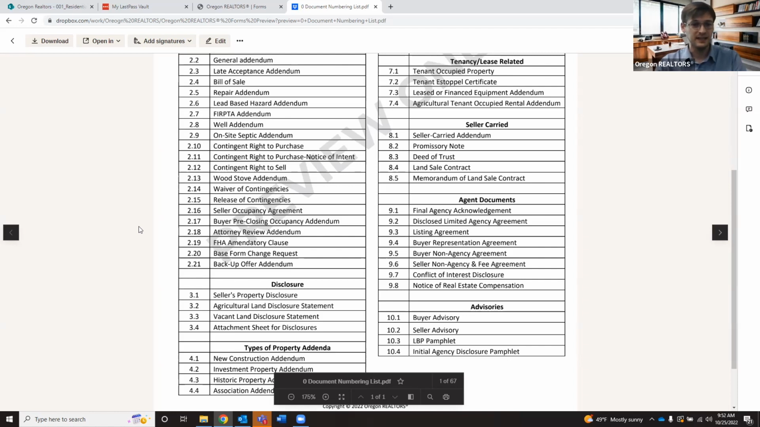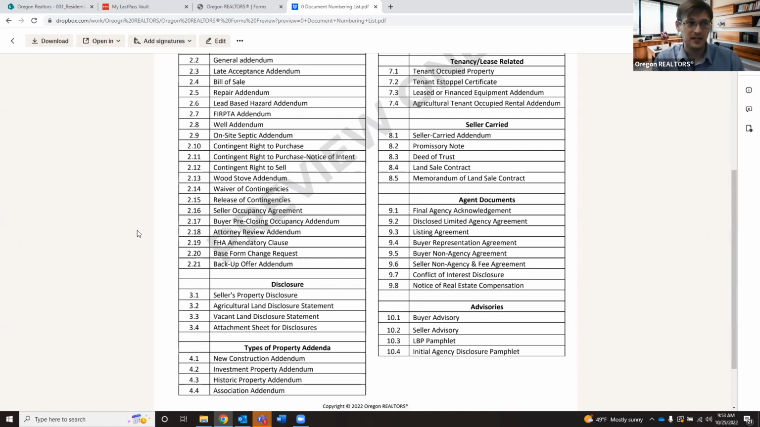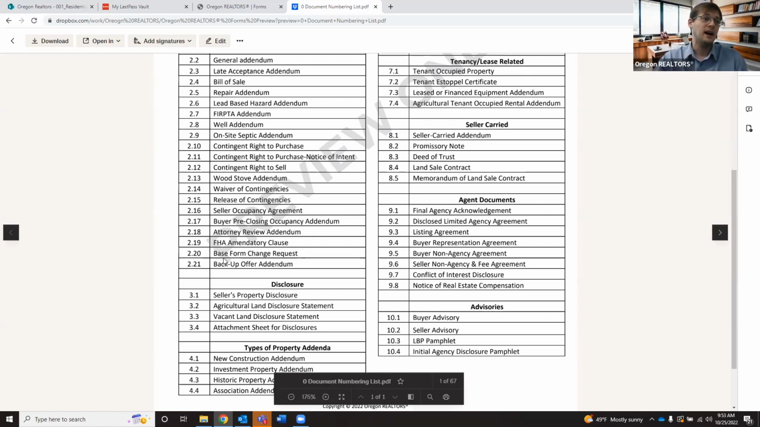So when the buyer moves in and then they buy the house afterwards. If you really want it, there's an attorney review addendum that lets you build in somewhat of a contingency that says, buyer or seller are going to have their attorney look at this. And if the attorney's not pleased with it, or if they're concerned about things, they have the right to terminate based on the attorney's review.